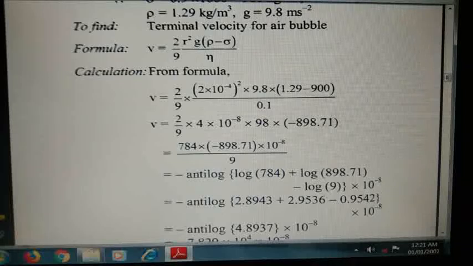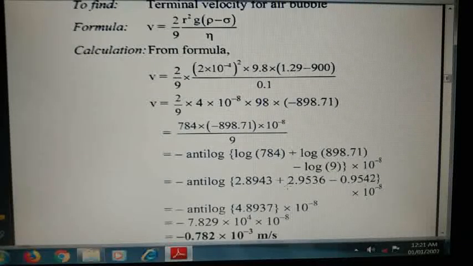So log of 784 is equal to 2.8943, plus log of 898 is equal to 2.9536, minus log of 9, that means log of 9 equal to 0.9542, multiplied by 10 to the power minus 8. When we add these two and subtract this number, we get minus antilog of 4.8937 multiplied by 10 to the power minus 8. When we find the antilog of this number 4.8937, we get 7.829. It is multiplied by 10 to the power 4 because the characteristic is 4.